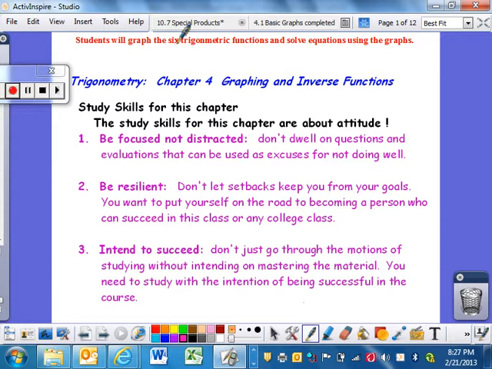face in this class. So what I'm going to do basically is we're going to have almost 2 days per section, and we're going to do the best we can to stay focused, to work hard, be resilient, and intend to succeed. I think all of us can be successful, but I just want you to think and intend to succeed. Don't just go through the motions of studying without intending on being a master of the material.